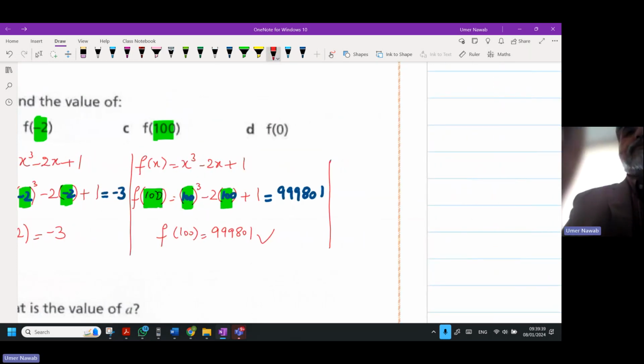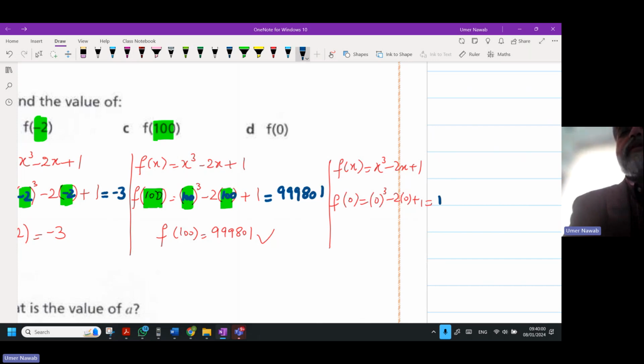Last question. Copy the function x cubed minus 2x plus 1. Input is 0. So 0 power 3 minus 2 times 0 plus 1. I think this is straightforward, not to use calculator, because 0 minus 0 is 0 plus 1. Final answer is equal to 1.